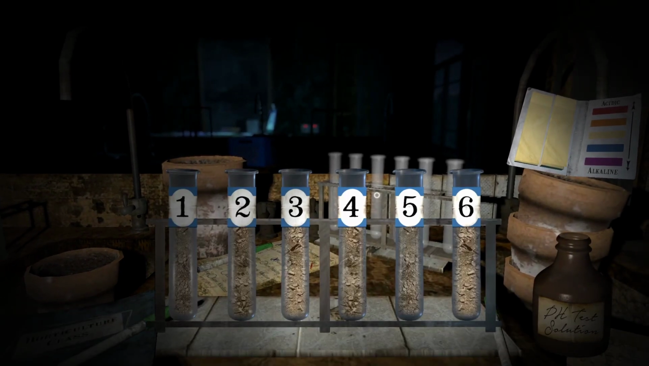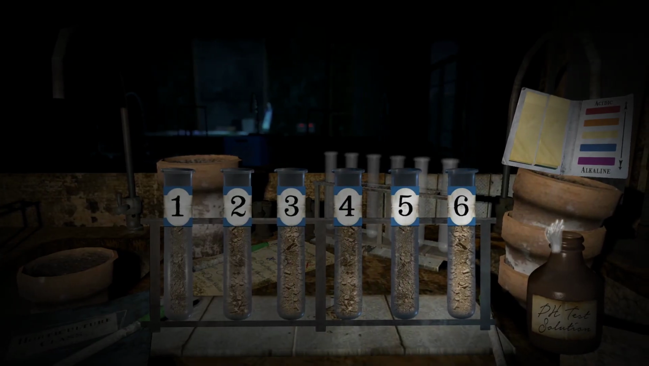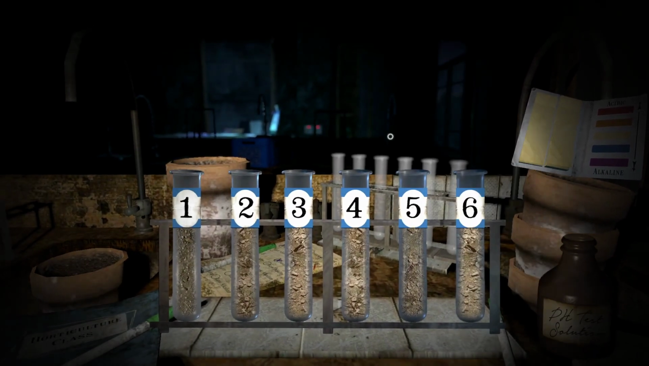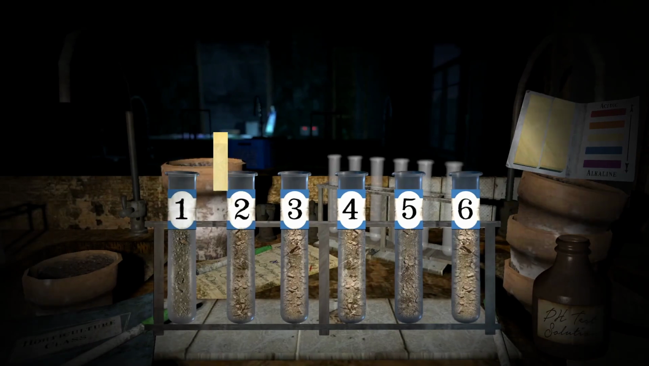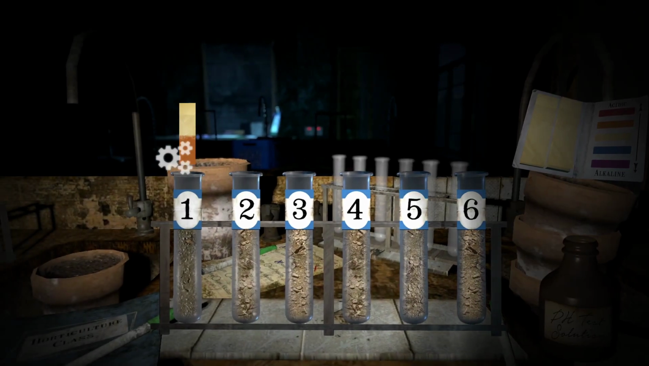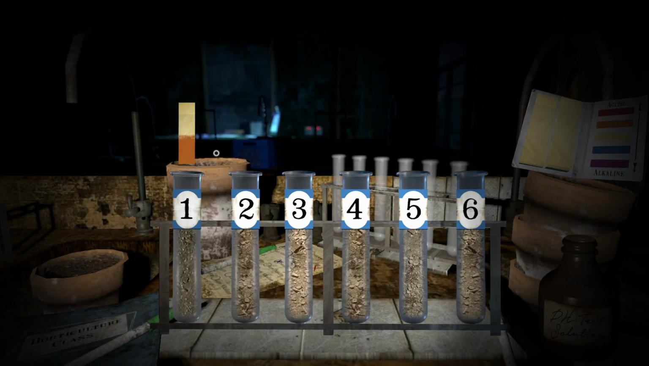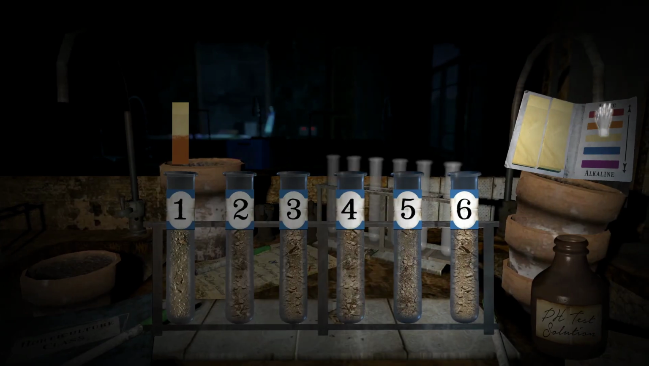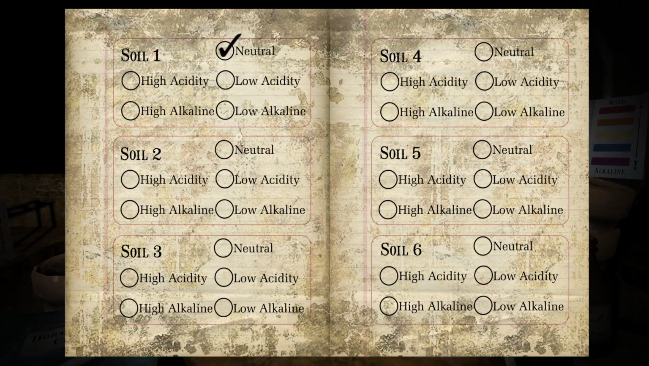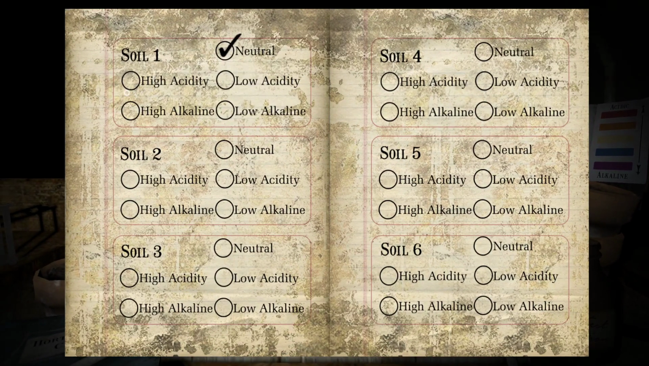Yeah, right there. Okay, so there's a bottle right here. I gotta get this wet first. And now I can dip the stick in it. Okay, so look at the color. It is sort of orange, right? So it's not like highly acidic. So let's see what we got. It's definitely not neutral.